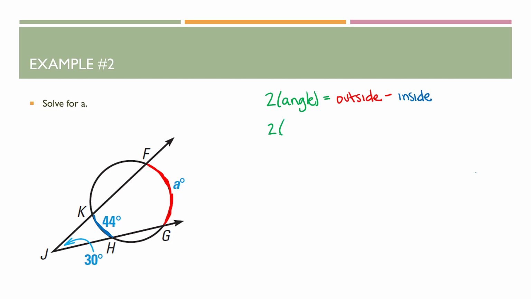2 times my angle. My angle is 30 degrees, so 2 times 30 equals, outside arc is A, minus my inside arc, 44. So we're going to go ahead and solve for A. 2 times 30 is 60. Add 44 to each side. So the measure of this arc would be 104 degrees.